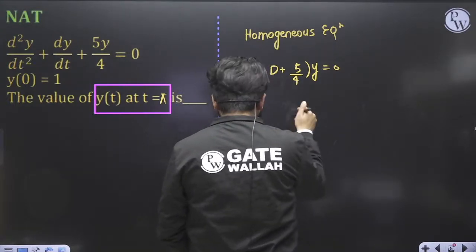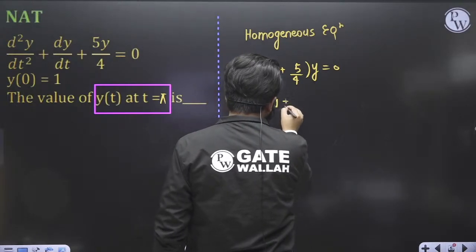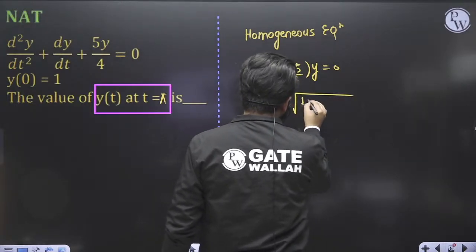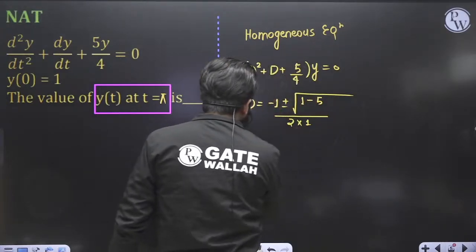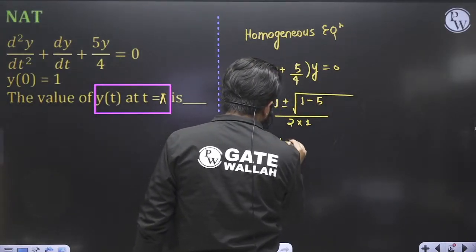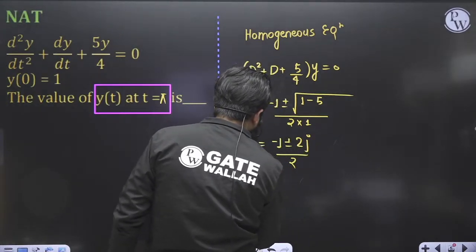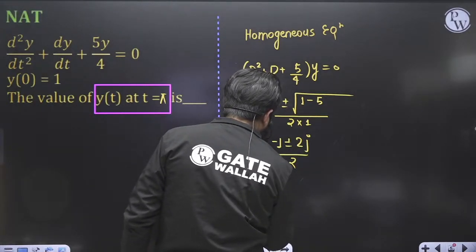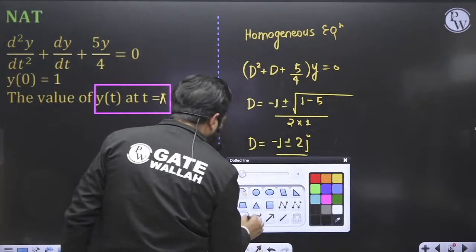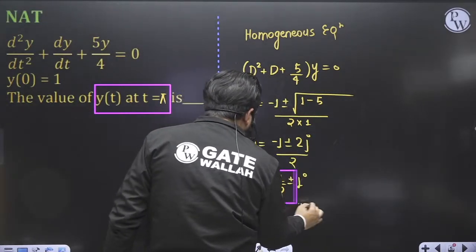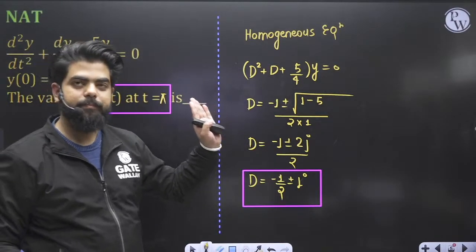Let me calculate the root of this. The root will become minus 1 plus minus under root b square minus 4ac upon 2 into 1. So the root comes out to be minus 1 plus minus 2j divided by 2, and this becomes minus 1 by 2 plus minus j. These are the two roots which are complex in nature. Is it fine?